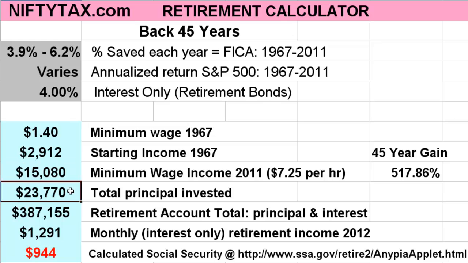Total principal invested during that 45-year period is only $23,770. The retirement account total principal and interest is $387,155, and the monthly interest-only retirement in 2012 is $1,291 per month, compared to the calculated Social Security income of $944 a month.